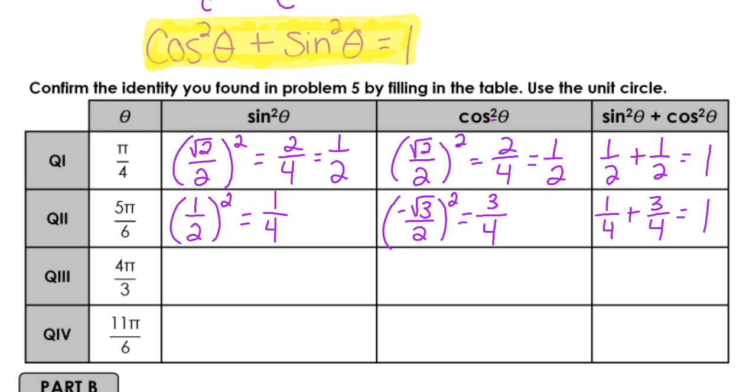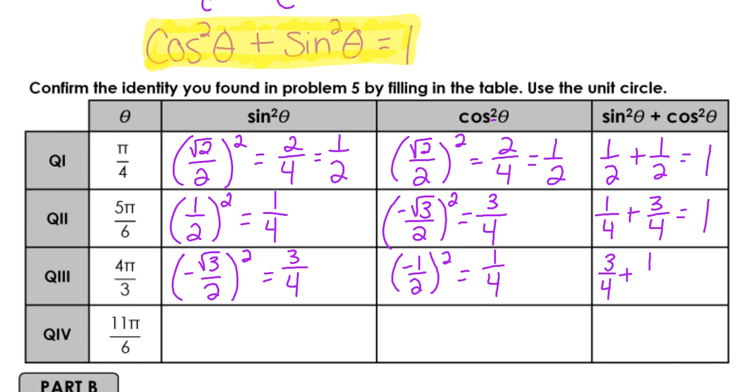In the third quadrant, we're going to test 4 pi over 3. So we're testing a variety of points here to make sure it holds true for all of them. If I use my unit circle, the sine of 4 pi over 3 is negative square root of 3 over 2. So squaring that, I get 3/4. And the cosine of 4 pi over 3 on my unit circle is negative 1/2. So squaring that, I get positive 1/4. And again, when I combine the sine squared plus the cosine squared, I still get 1.